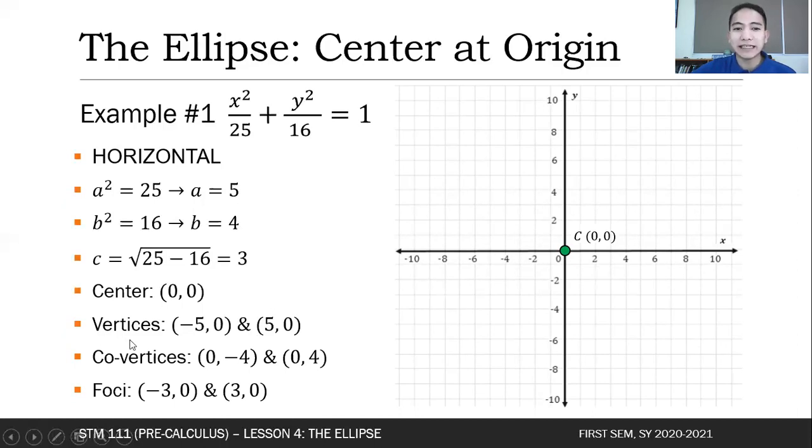Next, we have the vertices at negative 5 and 0. So negative 5 and 0 dito. So that's V sub 1. 5 and 0 dito. That is your V sub 2.